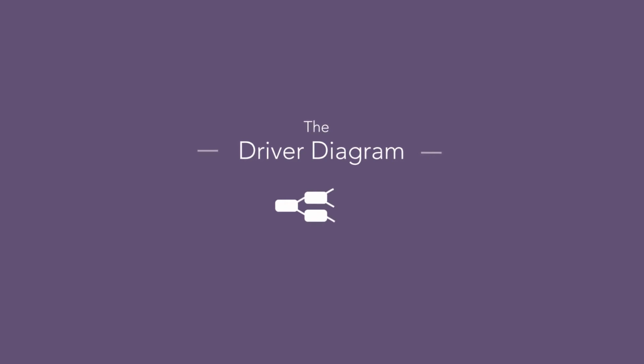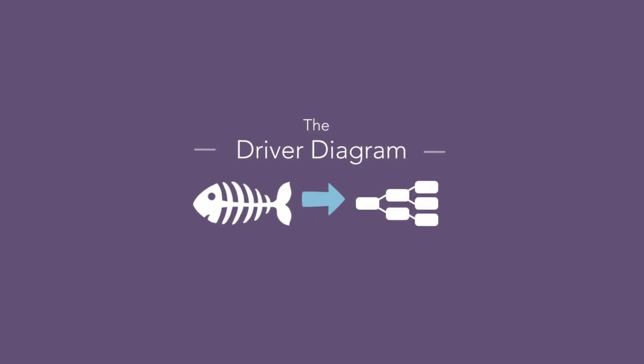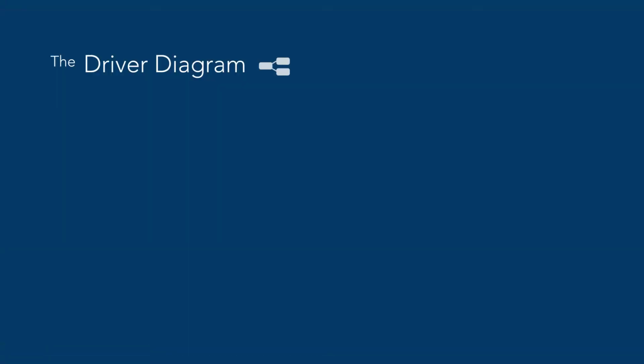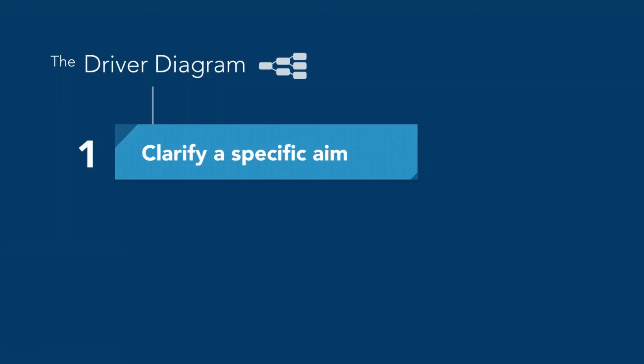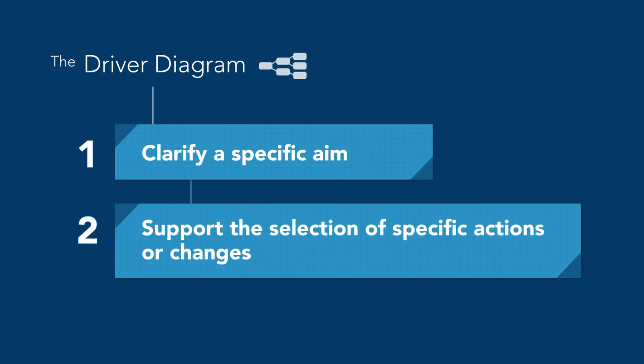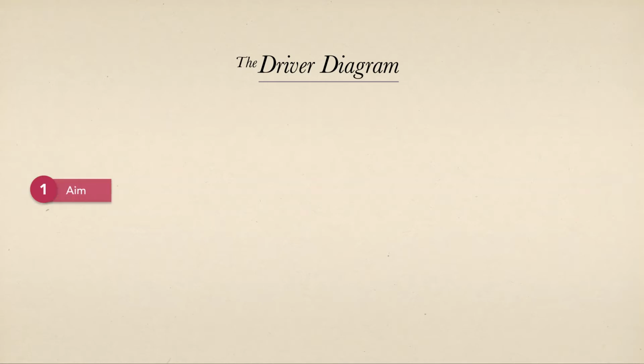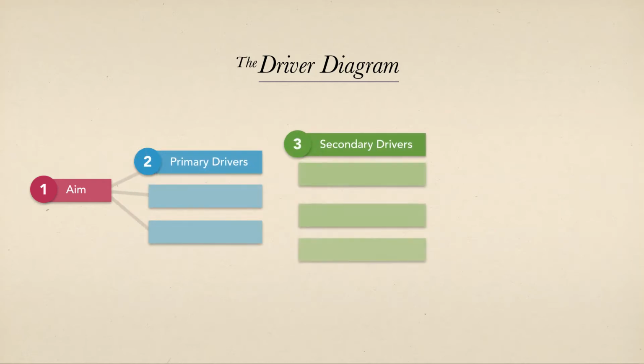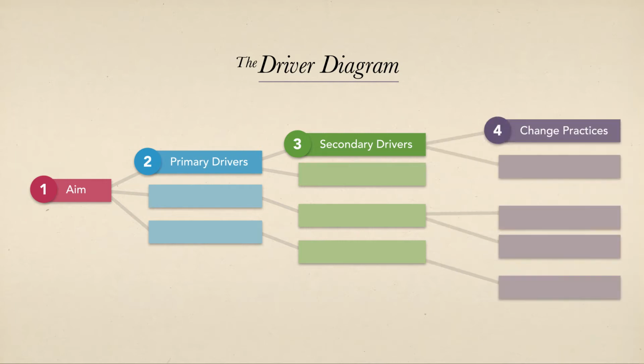A driver diagram helps to translate the work from the fishbone diagram into a clearly articulated improvement goal or aim. A driver diagram is used in continuous improvement projects to clarify a specific aim and support the selection of specific actions or changes to be tried and tested to achieve the overall aim. The diagram starts with the overall aim statement and then identifies a set of smaller, more tangible goals in the form of primary and secondary drivers, and then the specific activities to test, which are the change practices.